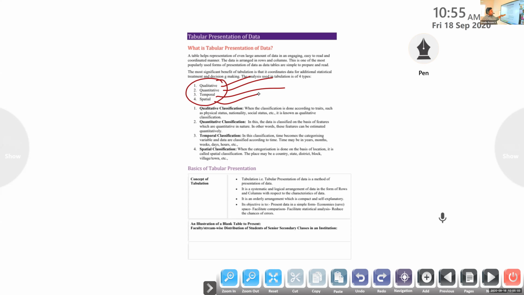Next one, temporal classification, which is based on time. It is categorizing variable data according to time: years, months, weeks, days, etc. Next one, spatial classification. When the categorization is done on the basis of location, it is called spatial classification. The place may be a country, state, district, block, village, etc. So 4 types of classification are there in a table: qualitative, quantitative, temporal (time-based), and spatial (space-based).